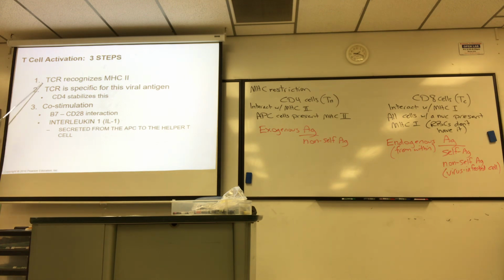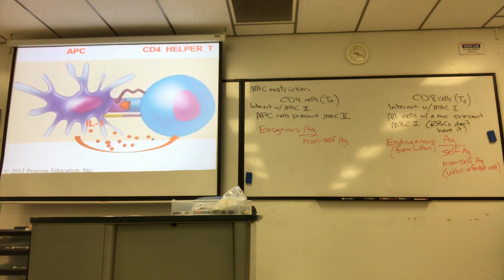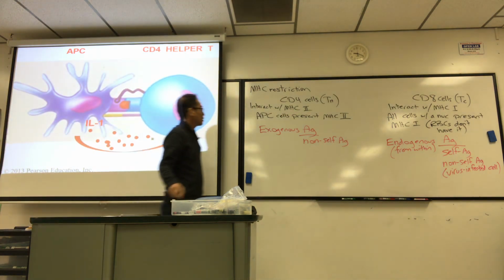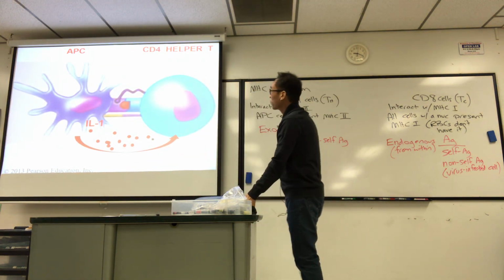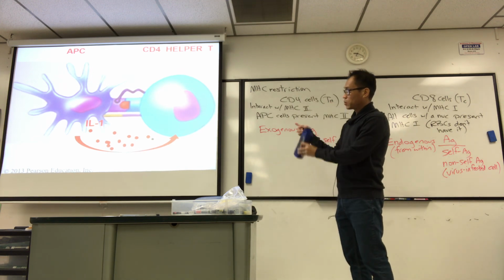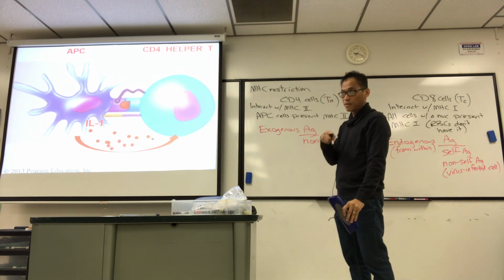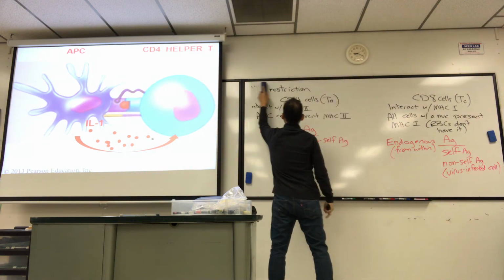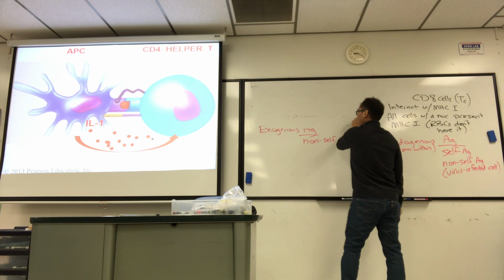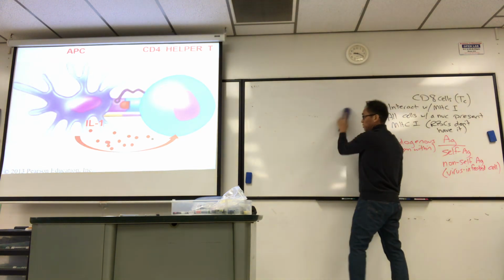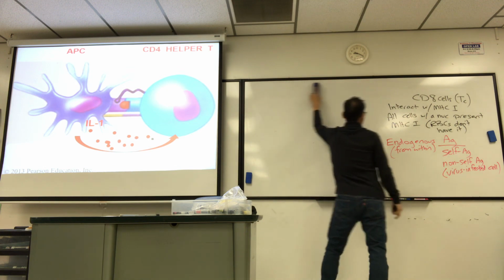The T cell receptor has got to recognize the MHC class 2. The T cell receptor has got to be specific for that particular viral antigen, and CD4 stabilizes it. But there's also co-stimulation. That's important too. So here's a picture of this outline on the next slide. Let's kind of draw it out. So it's like you're sick, you mount an immune response, you start with the CD4s. They kick everything else into gear. I think help is a good way to describe them. They're helper cells. They help everything else get going.